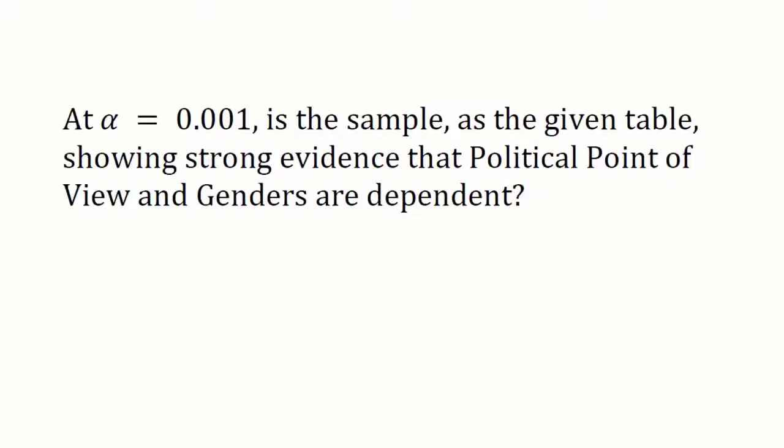After observing the two-way table and recognizing for ourselves the two categorical variables existing in it, we are taken to the following question. At significance level, so alpha once again is indicating significance level, at significance level 0.001, is the sample in the given table showing strong evidence that political point of view and gender are dependent?